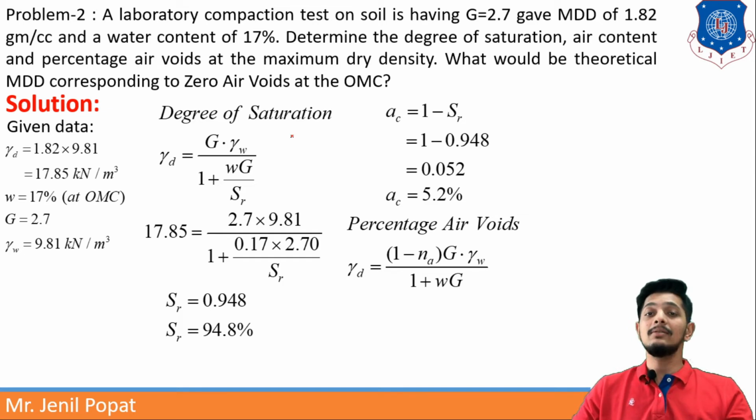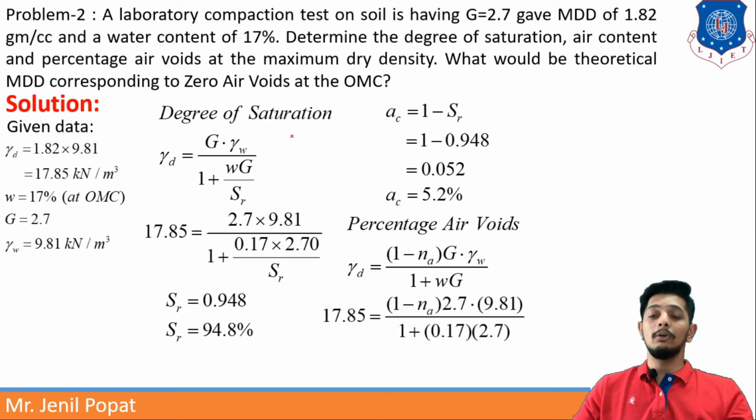Now moving forward to find out percentage air voids. For percentage air voids, we have to use gamma D is equal to 1 minus Na into G into gamma W upon 1 plus Wg. This formula again comes from index properties, relationships and tests. So keep the relationships and formulas in your mind. Now putting values of gamma D as 17.85, keeping Na unknown, G as 2.7, gamma W 9.81, W 0.17. I am getting Na as 0.017. So this is my percentage air voids, right?